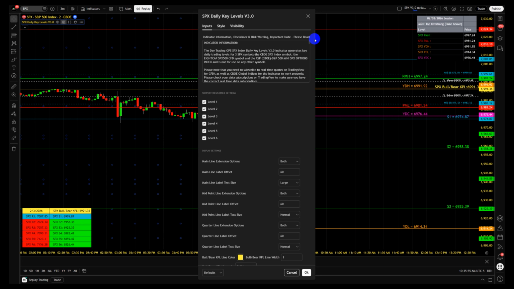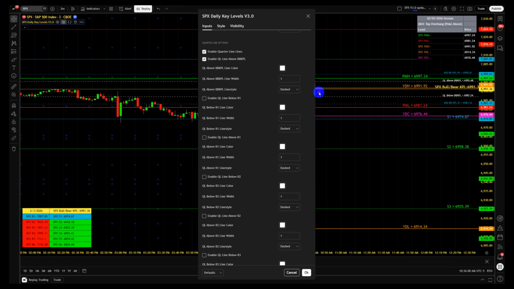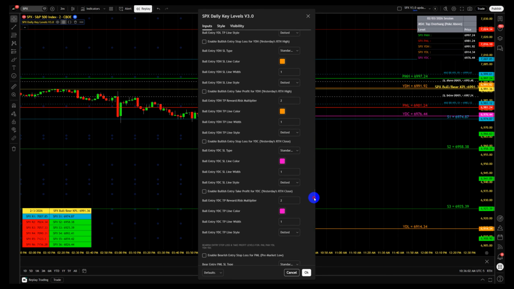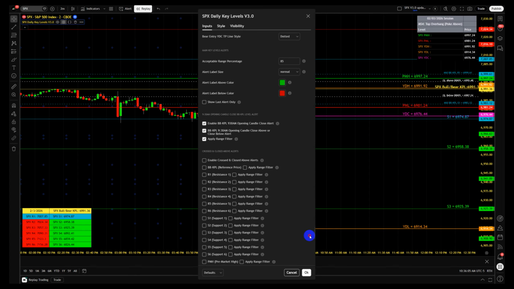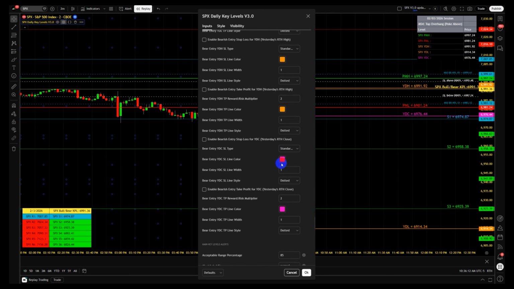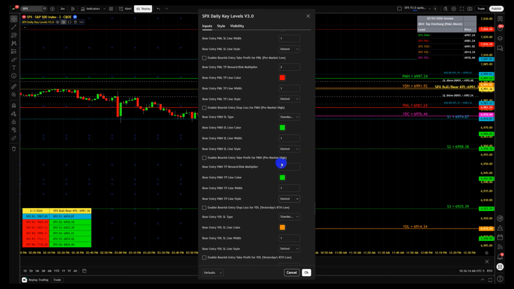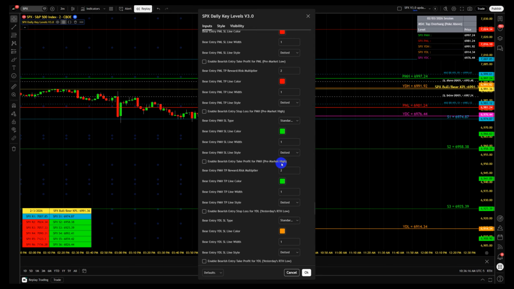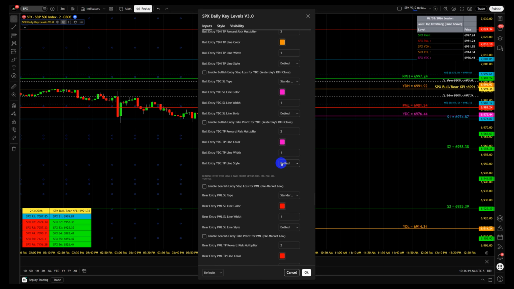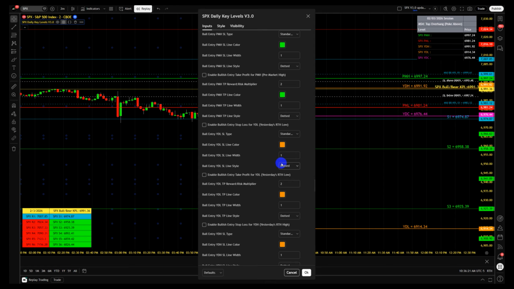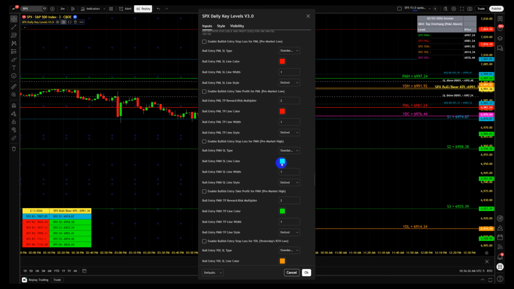Okay, now we're going to look at the other update. Okay, so the other update is that we have changed the max value on the take profit for the PMH, PML, YDH, YDL, and YDC take profit reward risk multipliers.